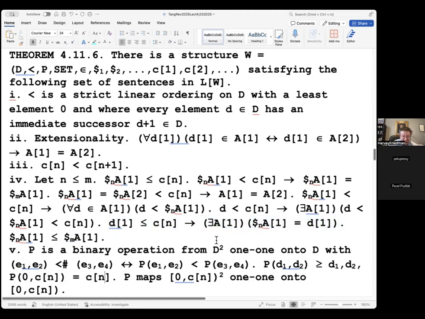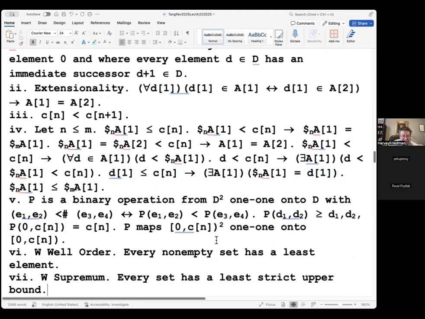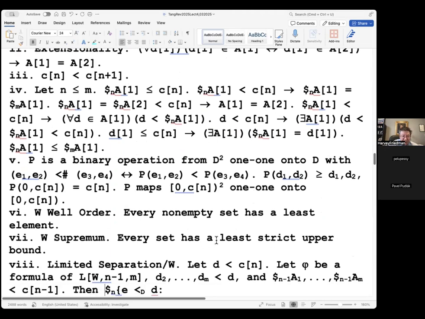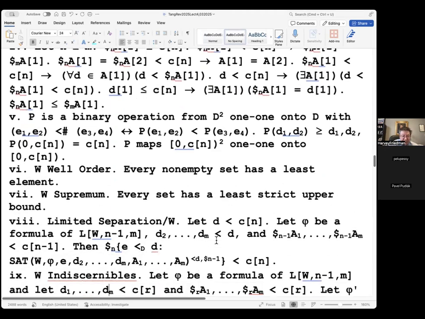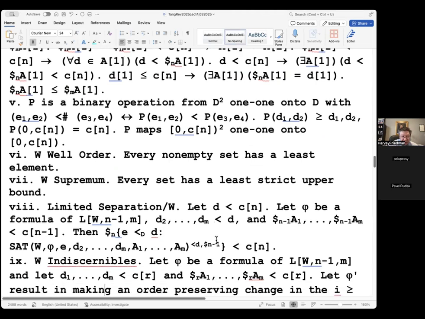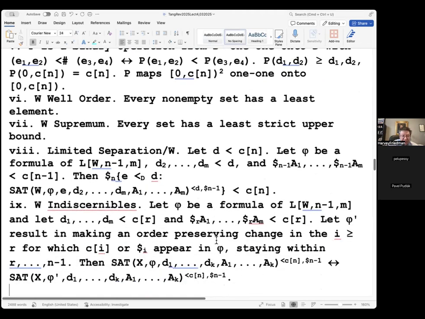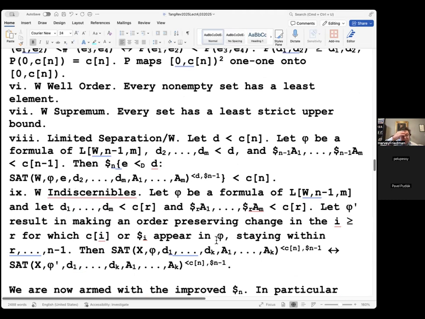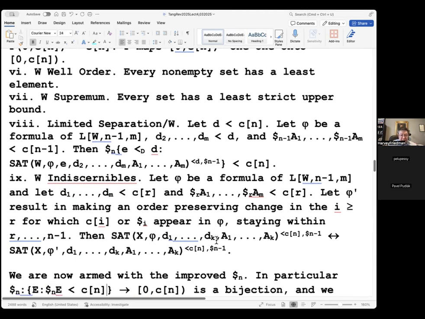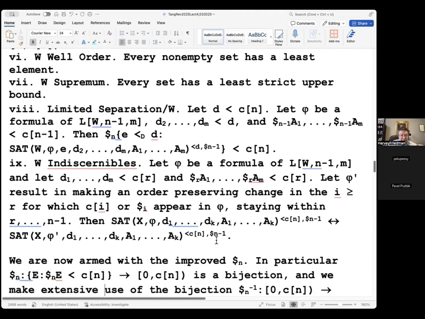We didn't change anything. We have our pairing function. We have internal well ordering. We have internal another kind, supremum. We have the same separation, the same indiscernibles. All right.